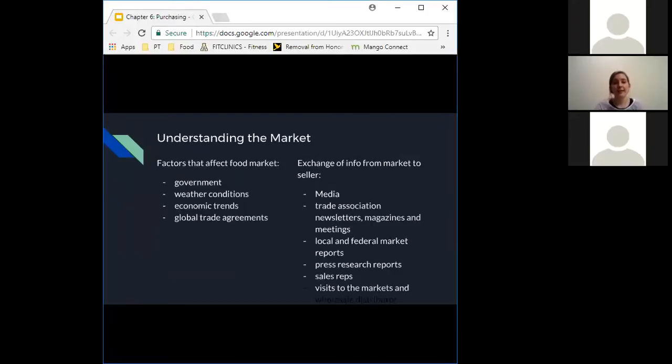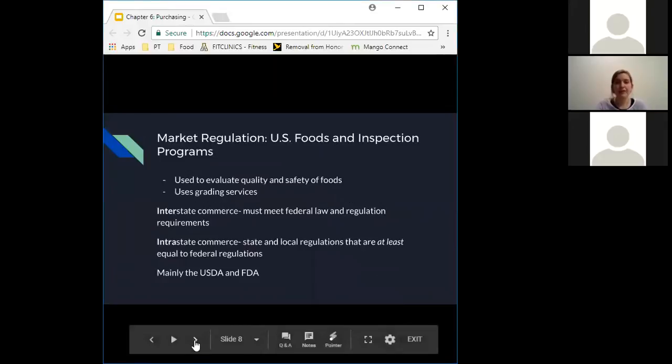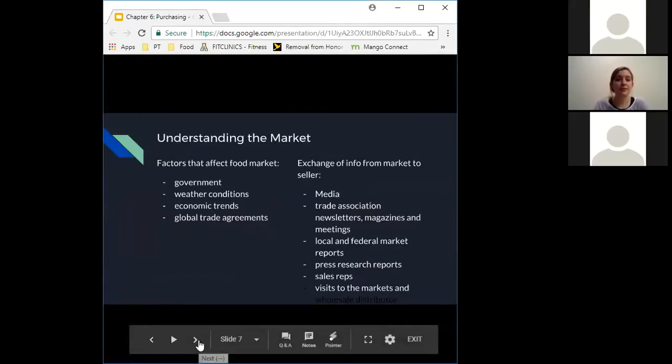A little bit about understanding the market. A few factors that affect our food market are adverse growing conditions, which can affect food prices, unusual consumer demands, and seasonal variations. Some foods are perishable and have greater price fluctuations during the year. For example, most fruits and vegetables are considered best at high production season. The exchange of information between seller and buyer is made possible through multiple platforms: media, trade association newsletters, magazines, and meetings, local and federal market reports, press research reports, sales reps, and visits to the market.